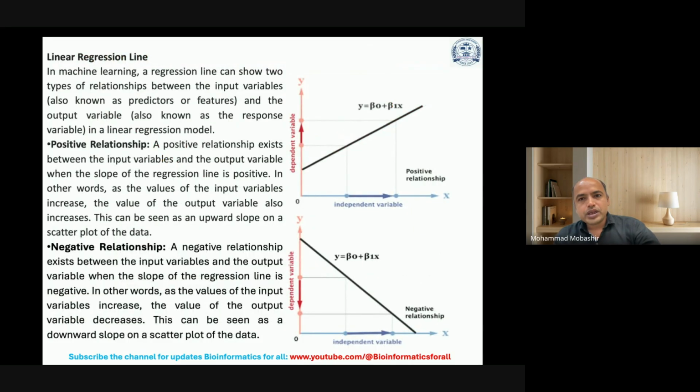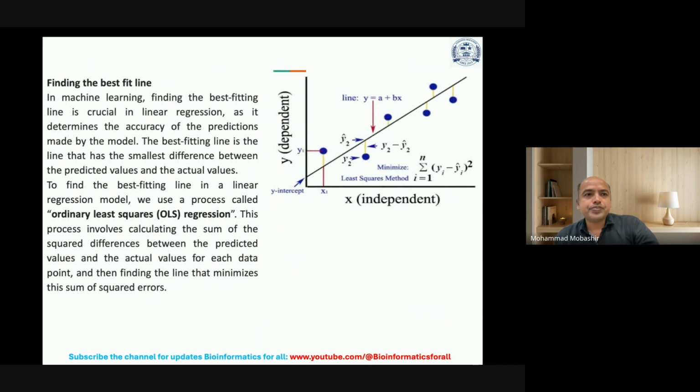Now, the linear regression line, you can see how it could look. One subtype is a positive relationship, another subtype is a negative relationship. If the slope of the line is going up, then it is positive. If the slope is going down, then it is a negative relationship. So these two things you need to remember.